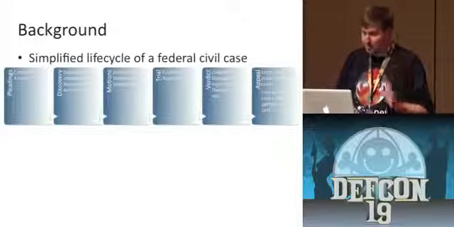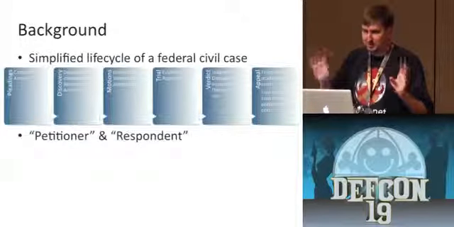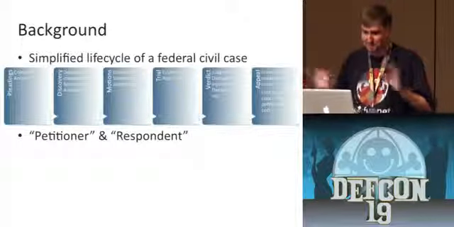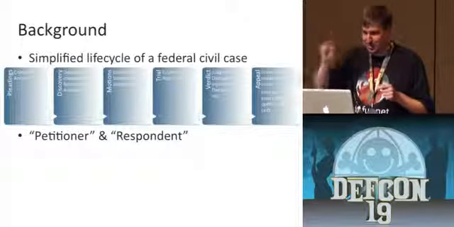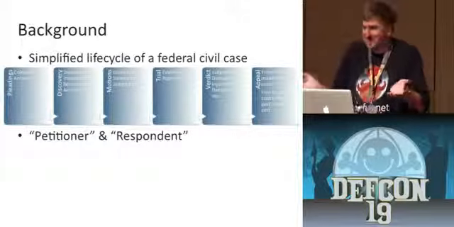All right, so now we're at the appeal stage, and we no longer say plaintiff and defendant. We say petitioner and respondent. Petitioner is the person who says, hey, the court got it wrong. Respondent is the one who says, no, the court was totally right.